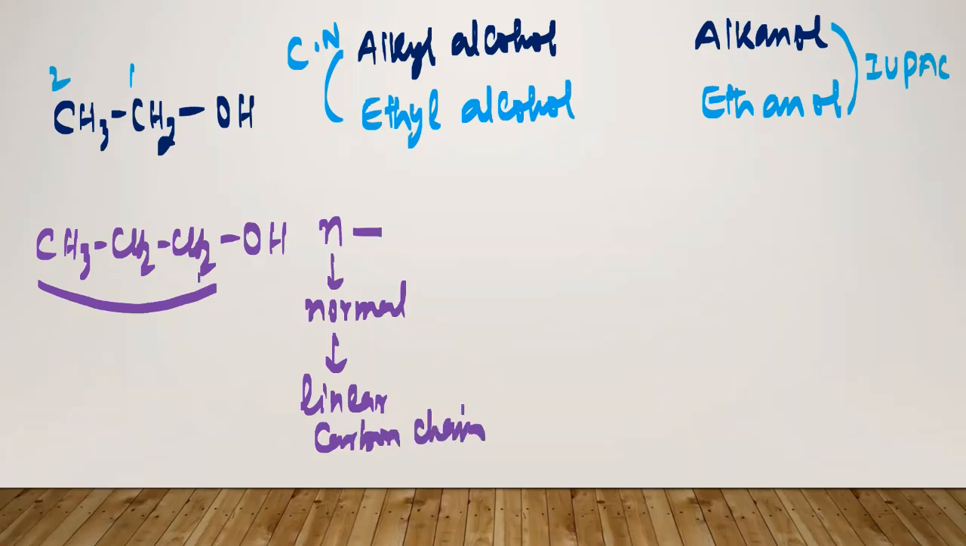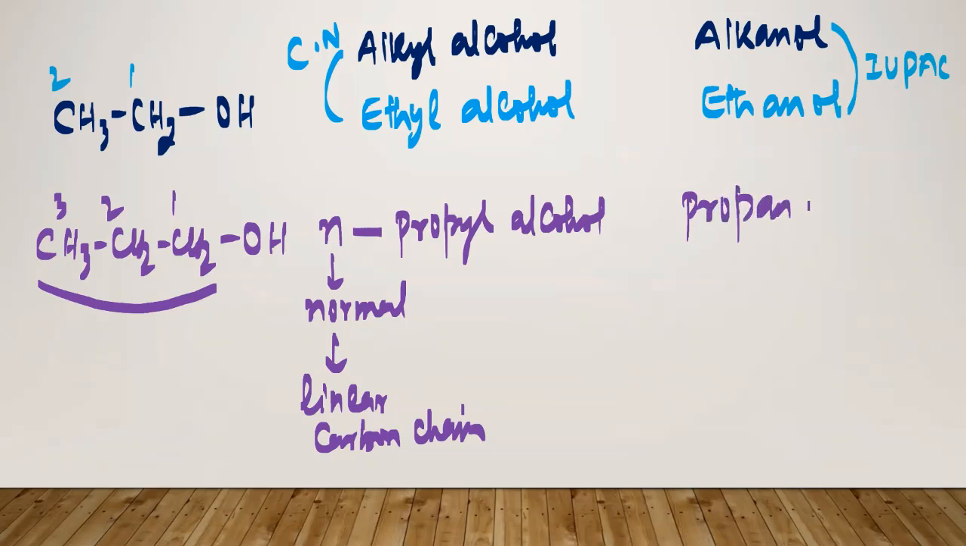And the total number of carbons here is 3. So I will call it propyl. So n-propyl, and OH group is known as alcohol. So this will become alkyl alcohol, and it's a common name. When you look at the IUPAC name, it will be 1, 2, 3. So I can call it propan-1-ol. So propan-1-ol will be the IUPAC name, alkanol.